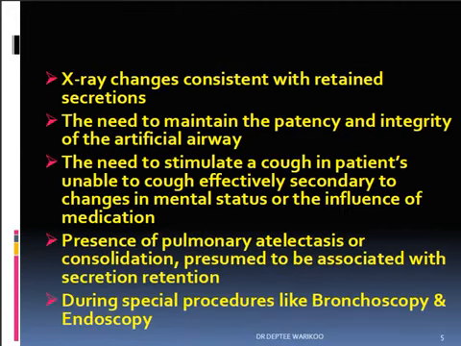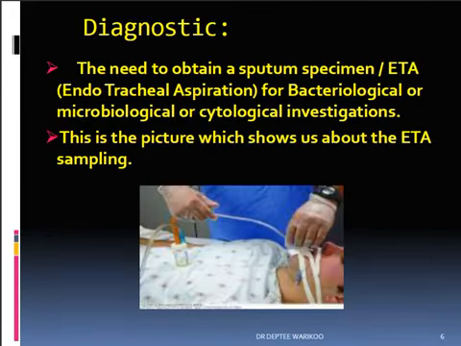X-ray changes, if you see secretions retained or consistent secretions, the need to maintain the patency and integrity of the artificial airways, also at that time we can use suctioning. The need to stimulate a cough in the patient, and the presence of pulmonary atelectasis or consolidations presumed to be associated with secretion retention. That is, secretion is not coming out properly as it should be. Some special procedures like bronchoscopy and endoscopy may also need regular suctioning.